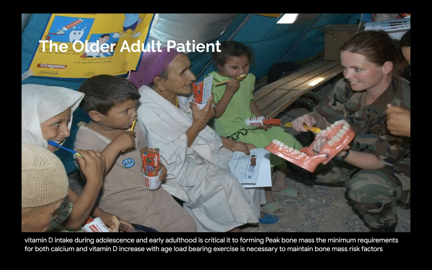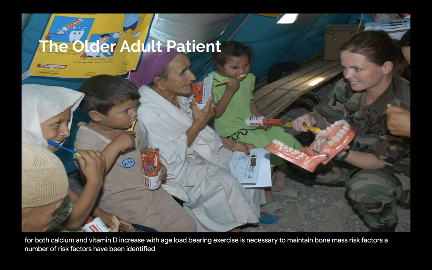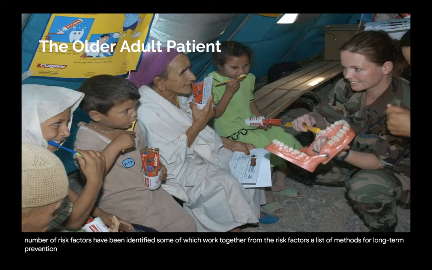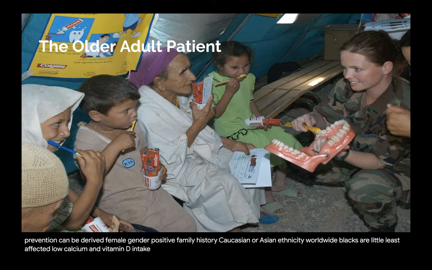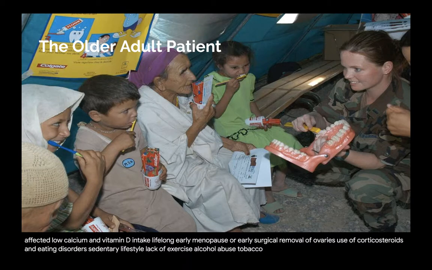Risk factors. A number of risk factors have been identified, some of which work together. From the risk factors, a list of methods for long-term prevention can be derived. Female gender, positive family history, Caucasian or Asian ethnicity; worldwide, blacks are the least affected. Low calcium and vitamin D intake lifelong, early menopause or early surgical removal of ovaries, use of corticosteroids, and eating disorders. Sedentary lifestyle, lack of exercise, alcohol abuse, tobacco use, high caffeine intake, high sodium intake, and low body mass index.